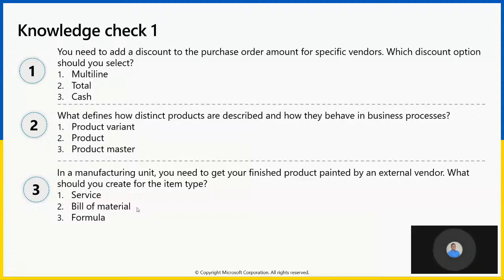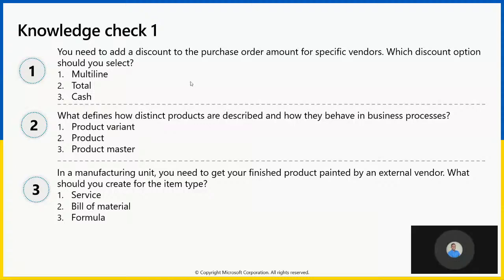Okay, so the number one, we want this to be applicable on the purchase order amount. So the purchase amount simply tells me that I want it to be on the total amount of the purchase order. So the best option here is total. Then number two, what defines how distinct products are described? So we spoke about products, product masters, and product variant. So product variant helps us to distinguish our products either by size, by color, or by configuration. So the answer here is number two.